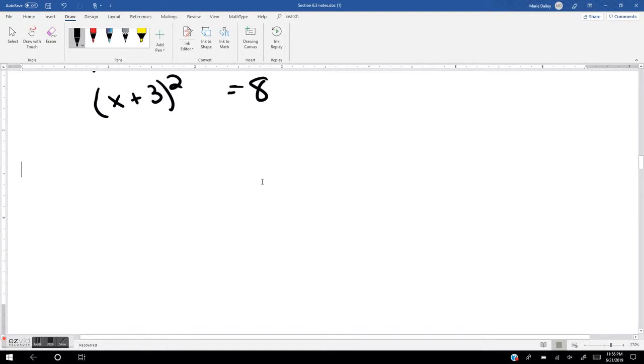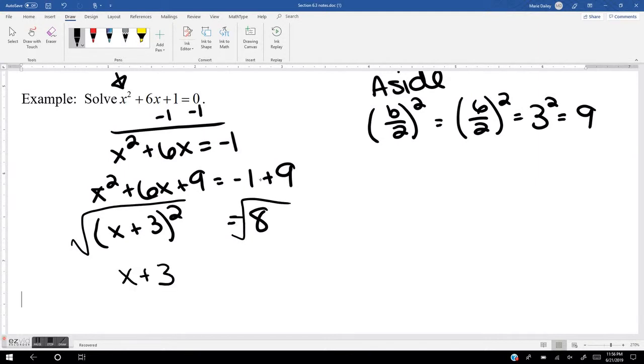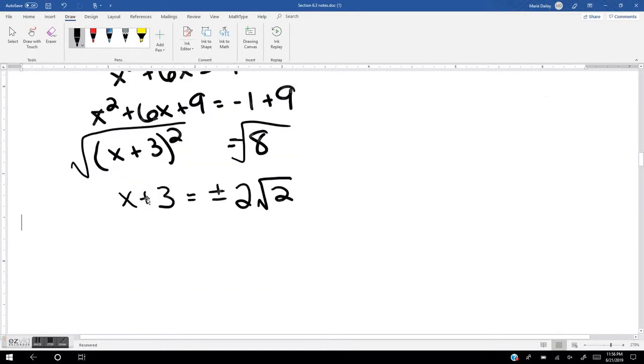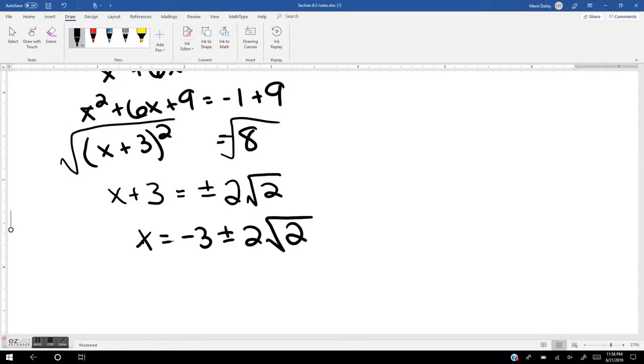All right, anyway, we can take the square root of both sides. This gives me x plus 3 equals plus or minus the square root of 8, which is going to simplify into 2 square roots of 2. And then, of course, naturally, we're going to subtract 3 from both sides to give me x equals a negative 3 plus or minus 2 square roots of 2.